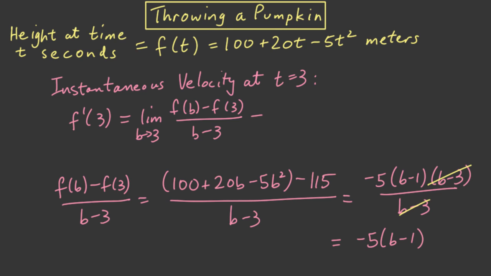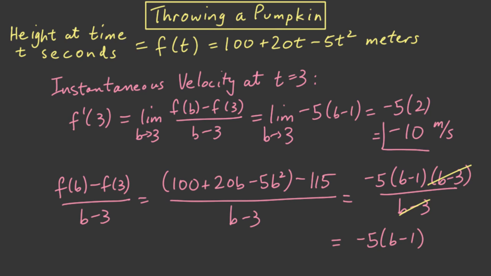So putting that above, we want the limit as b approaches 3 of minus 5 times b minus 1. This is continuous now, so we can just plug in b equals 3, and we're going to get minus 5 times 2, which is minus 10. And that's measured in meters per second. So what's the deal with this minus sign? Why don't you take a moment and think about it?